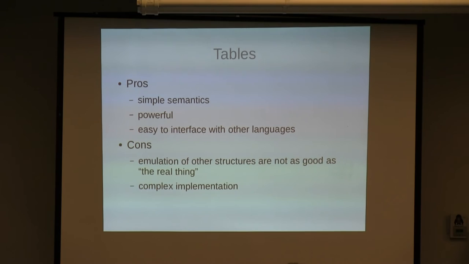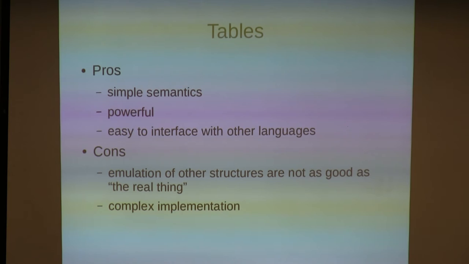What are the pros, the good points about tables? It's very simple semantics. As I said, the basic semantics of tables just associates a value A with a value B. It's just an association. It's very, very powerful. And again, it's very easy to interface with other languages. Mainly you have a function get, a function set, and a function create. It's just three functions, the main API.